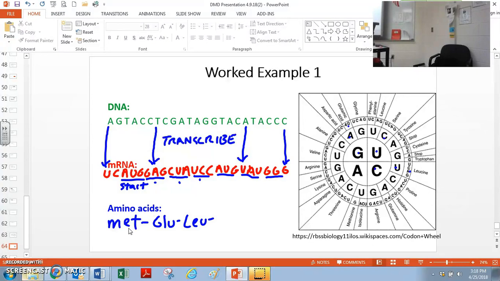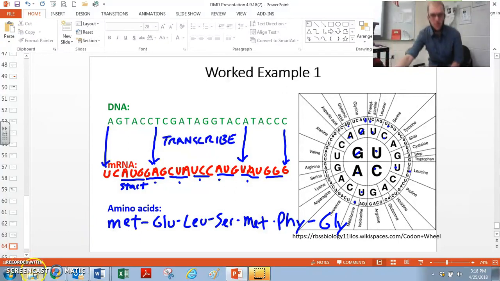UCC, we're going to get serine. Next, we've got AUG. Look at that, it's methionine again. And then our last couple, UAU, UAU is phenylalanine. We can just do PHY. And then the last one, GGG, and we get glycine. Sorry, it kind of went off to the side there.